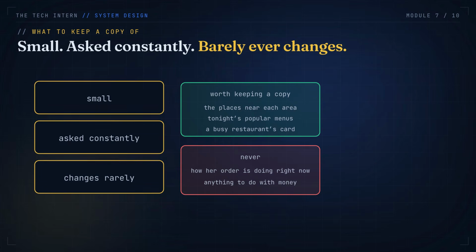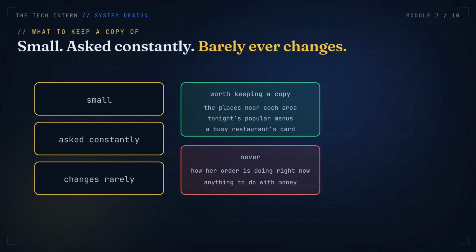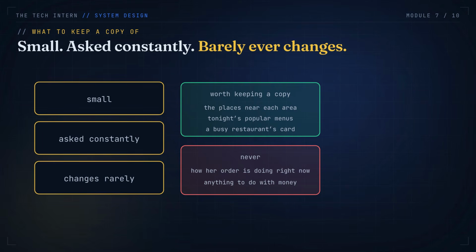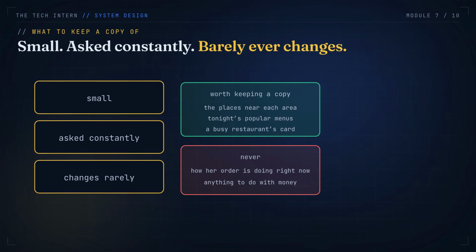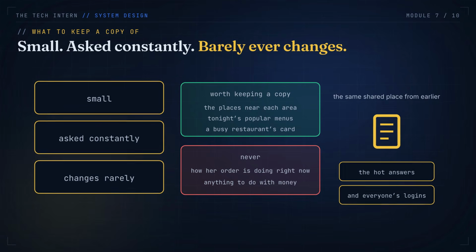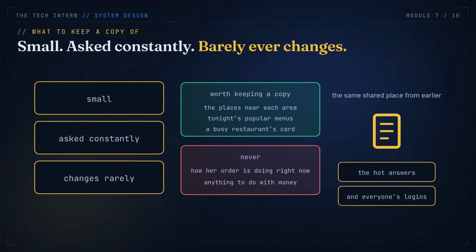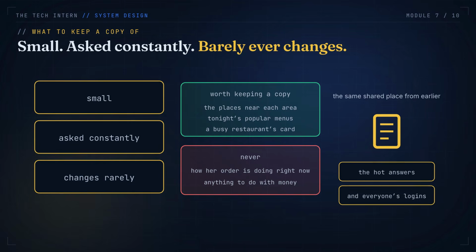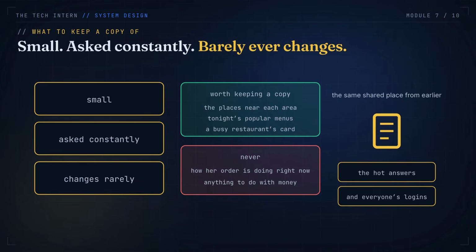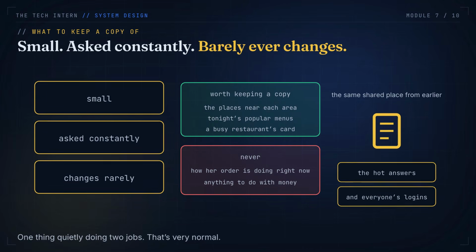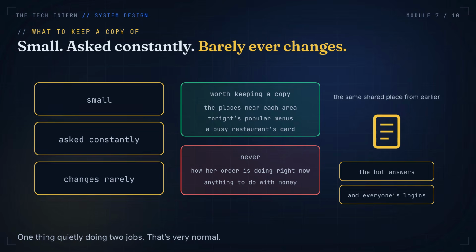Now, one thing worth closing a loop on. Remember the shared store we invented in Module 5? The one holding login sessions so any machine could serve any user? That's very often this same thing. The most common tool for both jobs is Redis. Sessions are tiny, read on literally every request, and need to be fast, which is exactly what a cache is good at. So one component quietly doing two jobs. That's very normal.